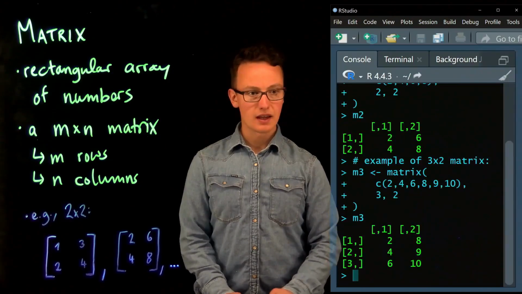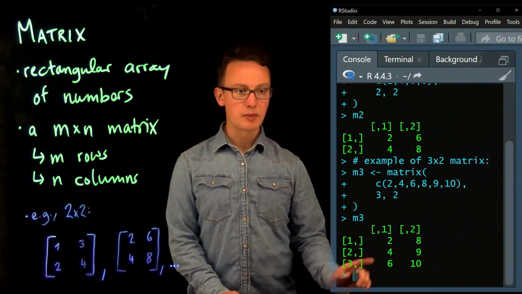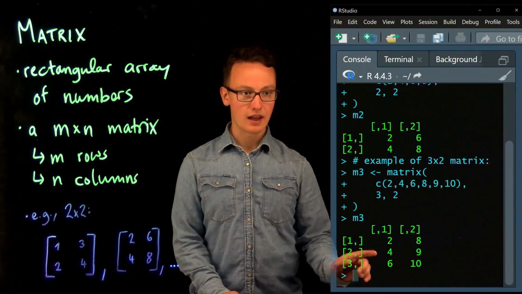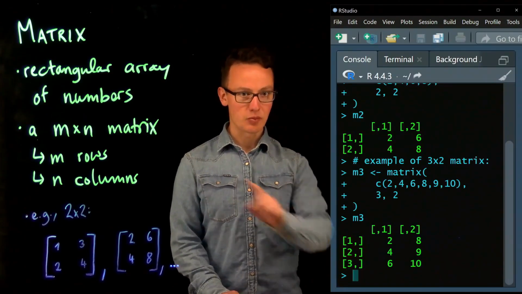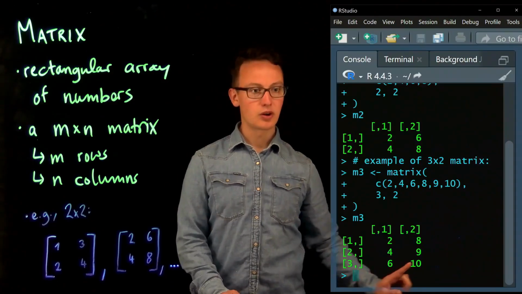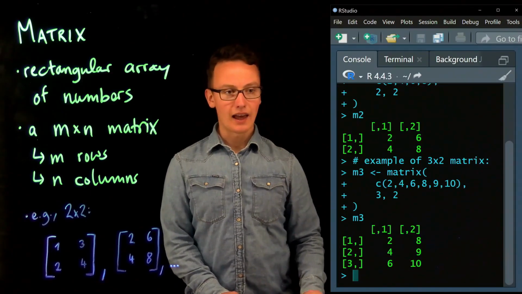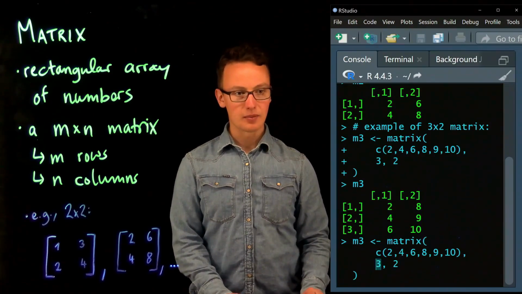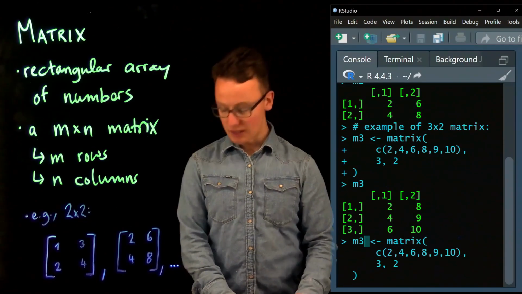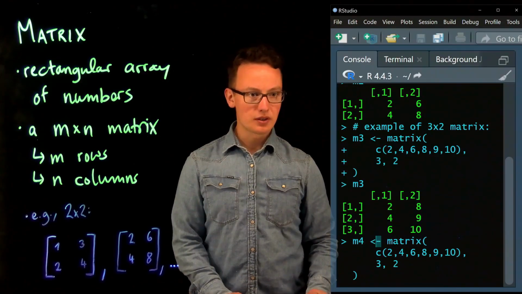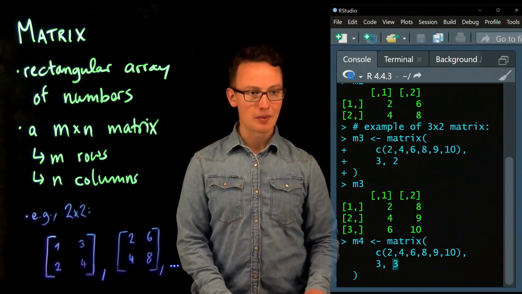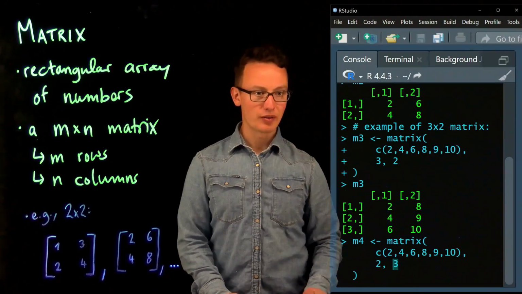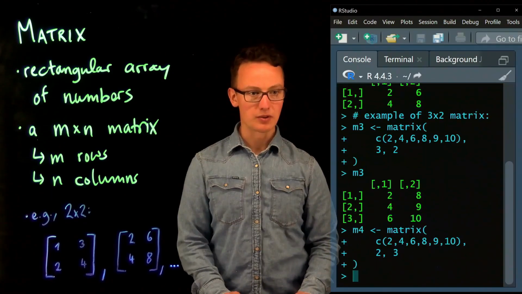So I run this, and this will give me the following 3 by 2 matrix, where as I can see, the number of rows is 3, there are 3 rows, and the number of columns is 2, there are 2 columns, okay? And likewise, I could also define a matrix, let's call it M4 then, which I will populate with the same values, only that now I will flip the dimensions.